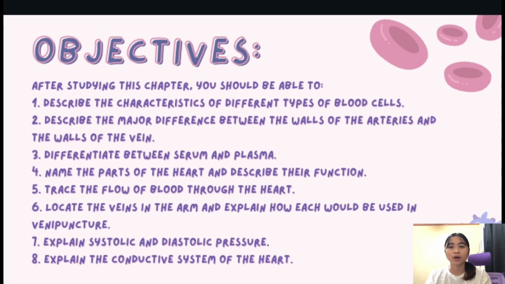Fifth, trace the flow of blood through the heart. Sixth, locate the veins in the arm and explain how each would be used in venipuncture. Seventh, explain systolic and diastolic pressure. Eighth, explain the conductive system of the heart.